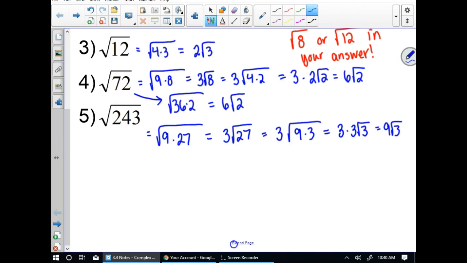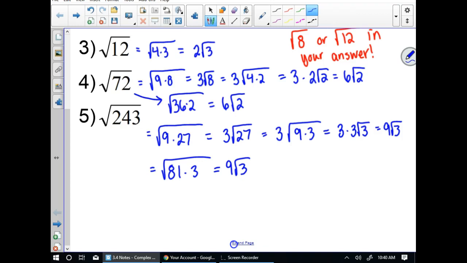So, this is correct, but not the quickest way to get there. What could I have used instead, Kayla? 81 times 3, and then I would have gone straight to 9 square root of 3. So watch out for numbers like that that will still break down a little bit further.